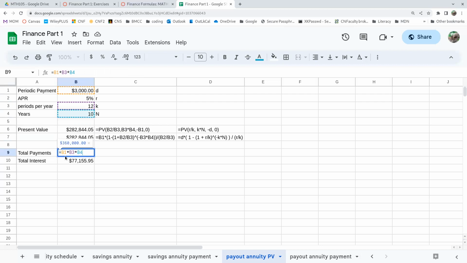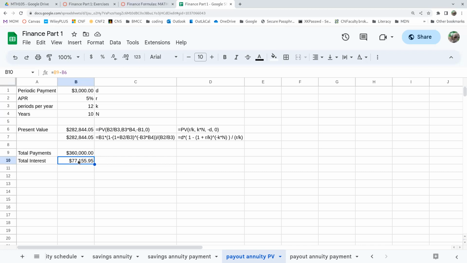So again, it's the monthly payment or monthly withdrawal times the 12 months per year times 10 years from the cells above. So we started with $282,000, almost $283,000, but we were able to withdraw because of our interest rate a total of $360,000. So while our remaining balance was hanging out in the bank, it earned an extra $77,000 over that time, which is pretty phenomenal.